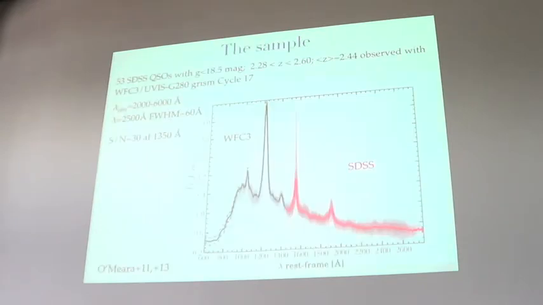So, the sample. The sample is composed of 53 quasars from Sloan, from redshift 2.28 to 2.6, average redshift 2.24. These quasars have been observed by WFC3, and just to give you a rough idea, the signal to noise is about 30 at 1,500 angstrom, and all the data has been described in Omera 2011-2013. So this is the composite from Sloan of the 50 quasars that I'm talking about, and this is the WFC3 composite, which has this sharp decrease due to Lyman limit systems.